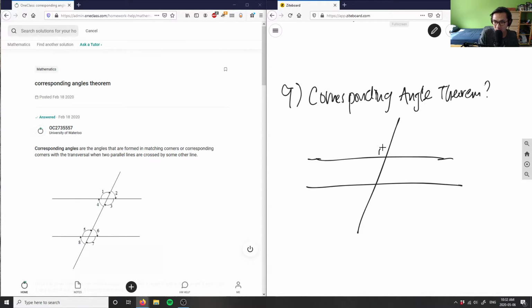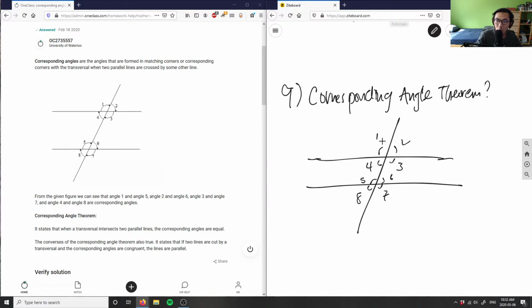I have angle, basically, this here is angle A, or angle 1 in the image here. Angle 1, this is angle 2, angle 3, angle 4. This here would be angle 5, angle 6, angle 7, angle 8, right? And the corresponding angles theorem basically just states that these angles here, so specifically, let me erase these here just to make this a bit nicer. So angle 1 and angle 5 are going to be the same angles, right? These here are corresponding angles. Angle 1 here and angle 5 here, therefore, are the same angles.